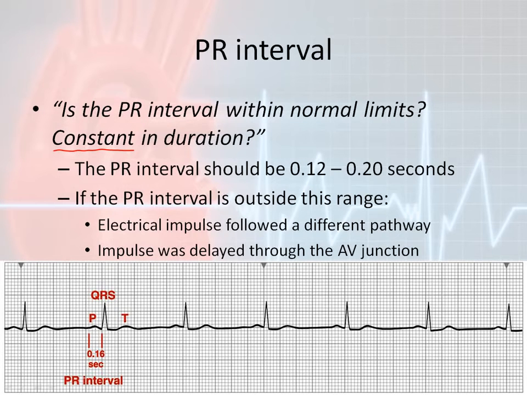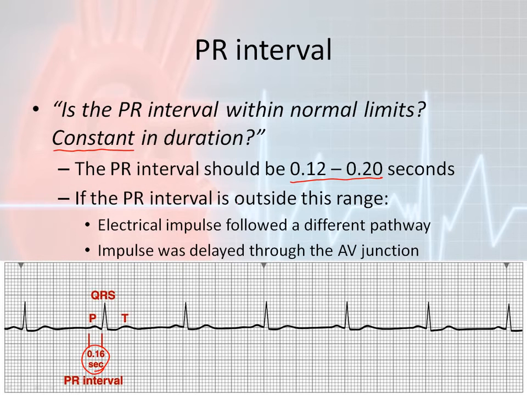In this case, we've already assessed the P wave. They've already measured out for us that the PR interval is actually 4 little boxes. 4 little boxes tells us that this is actually 0.16 seconds. Now remember, the normal PR interval is supposed to be 0.12 to 0.20 seconds, and that interval falls within the proper range.